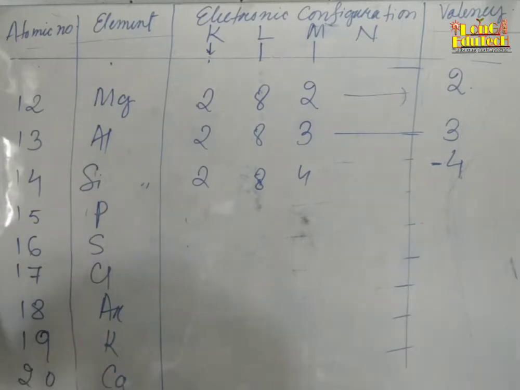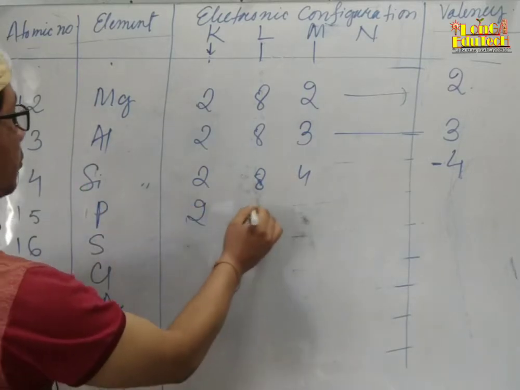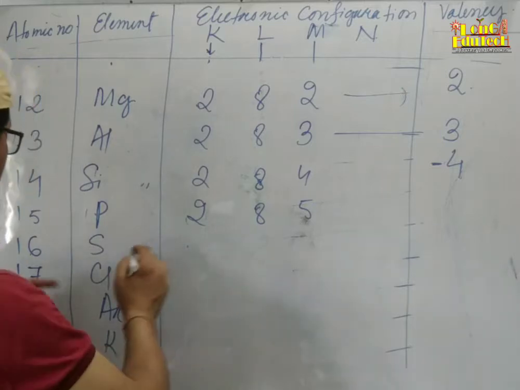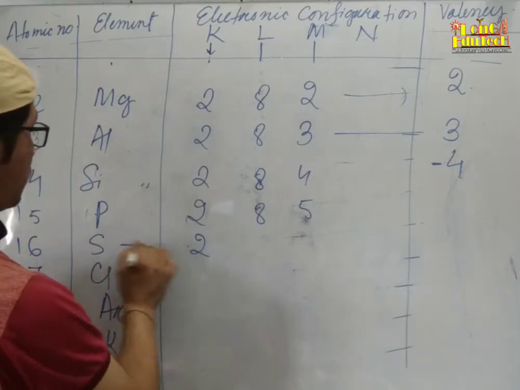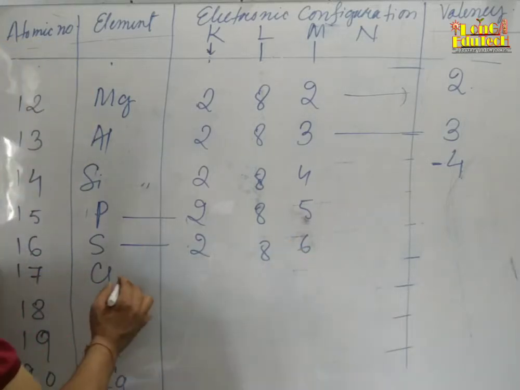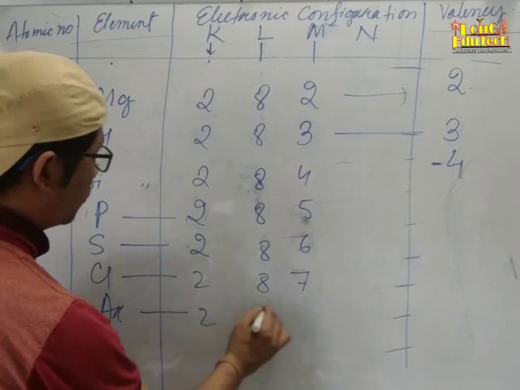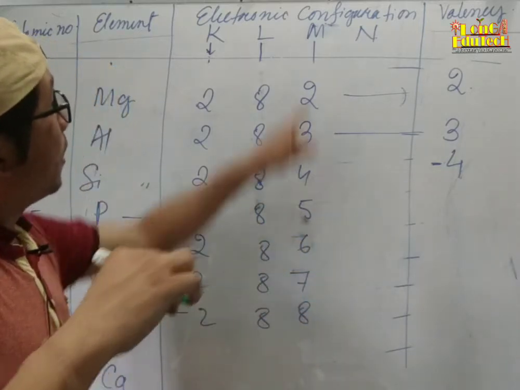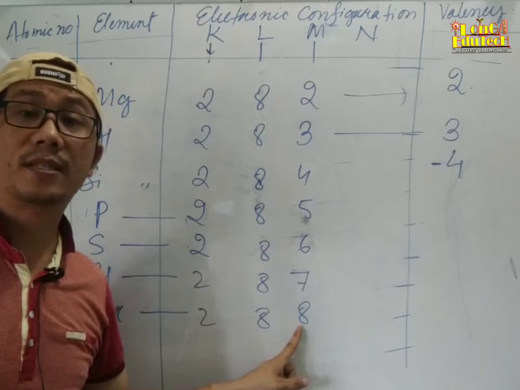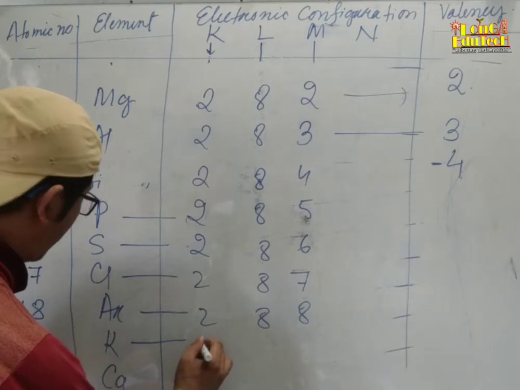Okay, so phosphorus has 15 electrons. So 2, 8, and 5. Okay, I will do the configuration first and then I will give you. Okay, sulfur is 2, 8, 6 because it has 16. Chlorine also 2, 8, 7, and argon is 2, 8, 8. That means how many electrons are coming in the M cell? That is 8, right? That means it becomes stable here. Alright, and next comes calcium, potassium.